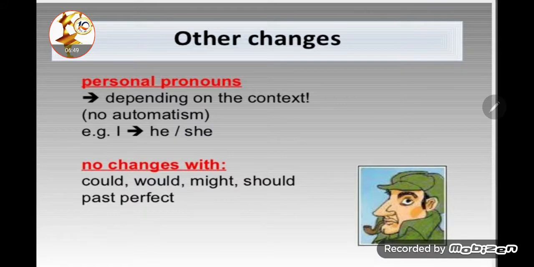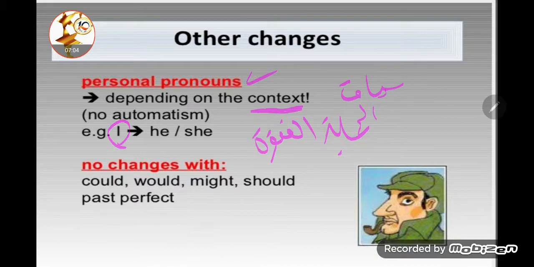Like عندنا personal pronouns كمان، بس إحنا حكينا يا مس إنه personal pronouns depending on the context. شو يعني context؟ اللي هو سياق الجملة أو الفقرة الموجودة بين إيدي. أوكي، so مثلا الI بتصير he و she، اليو بتصير I he she حسب depending on the context.